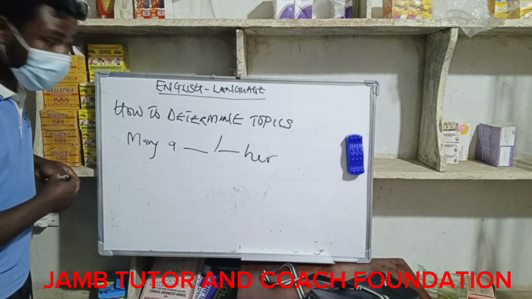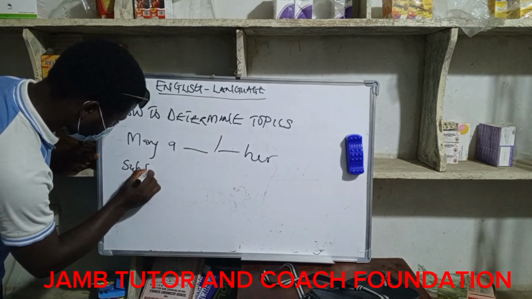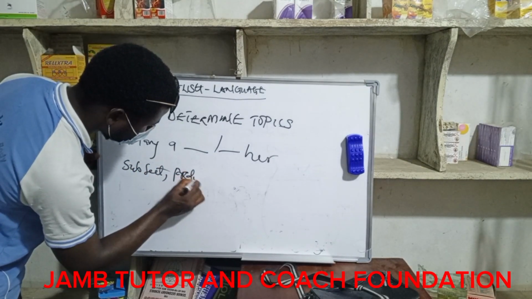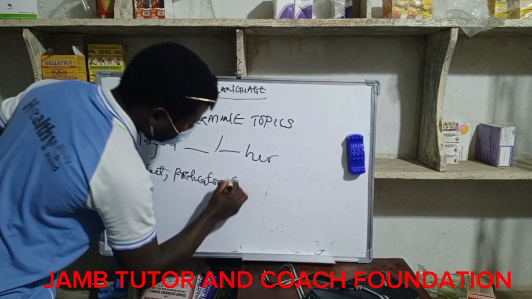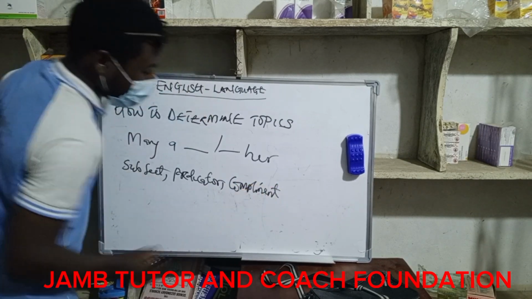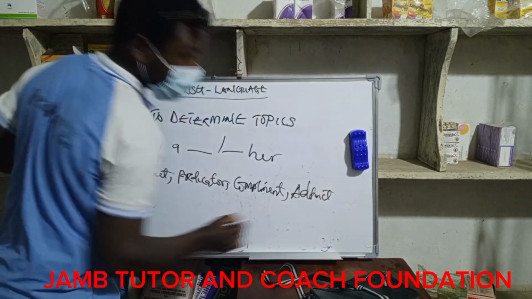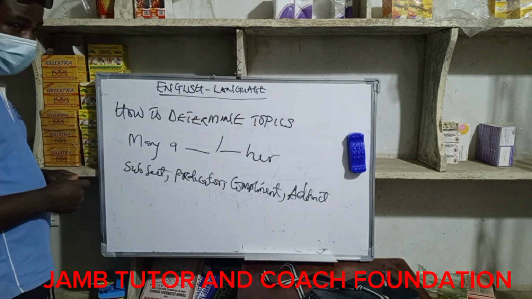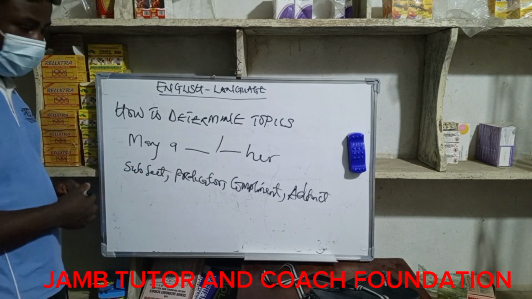Now, let's look for the elements of this sentence. Remember, I told us in our previous class that we have four elements: the subject, we have the predicator, we have the complement, and we have the adjunct. Right? So these are the elements of what? A sentence. So we'll look out for these elements one after the other.